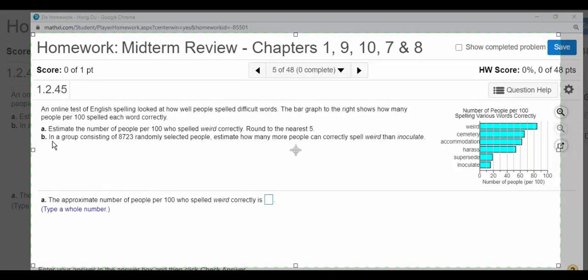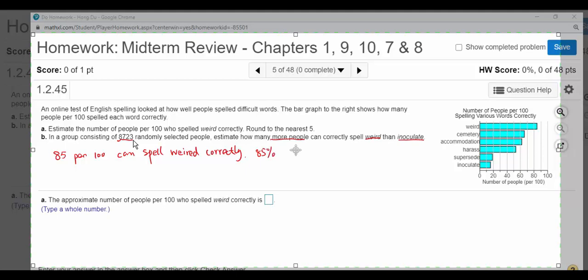Part B says, in a group consisting of 8,723 randomly selected people, they want us to estimate how many more people can spell weird than inoculate. From part A, we already know how many people per 100 can spell weird. That's 85, right? So 85 per 100 can spell weird correctly. So that is exactly 85%.